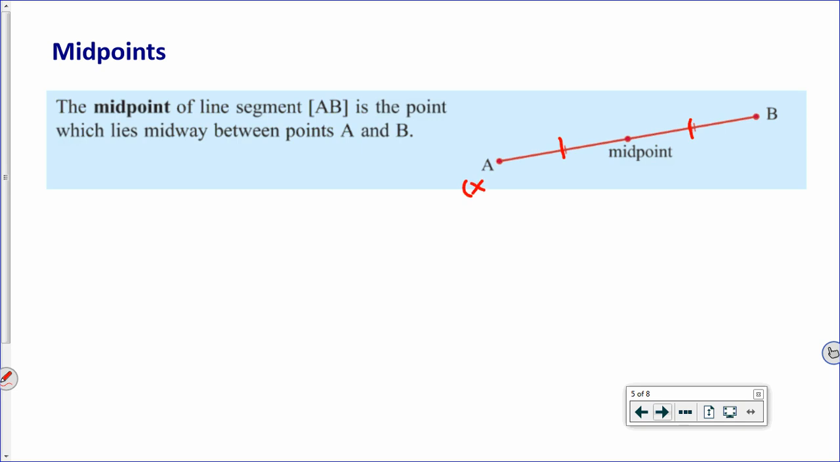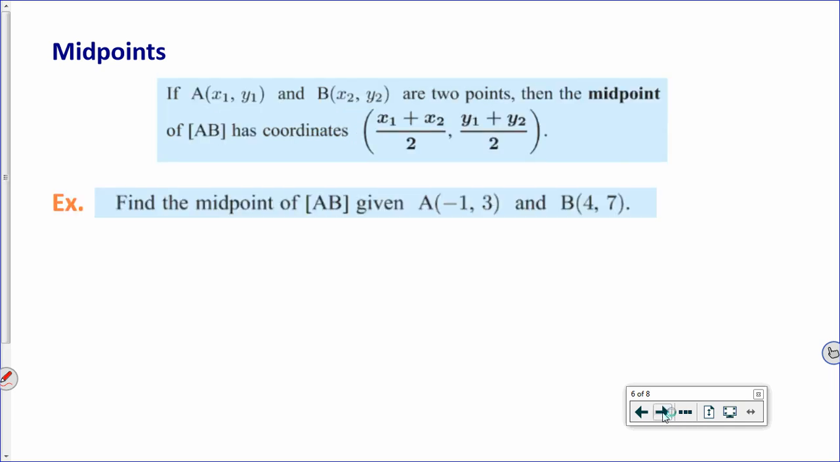So A is going to be some point xy, B is going to be some point xy, and the midpoint is also going to be some point xy that's halfway between A and B's coordinates. There is also a formula for getting midpoint, and it's basically just the average of the x's and the average of the y values.